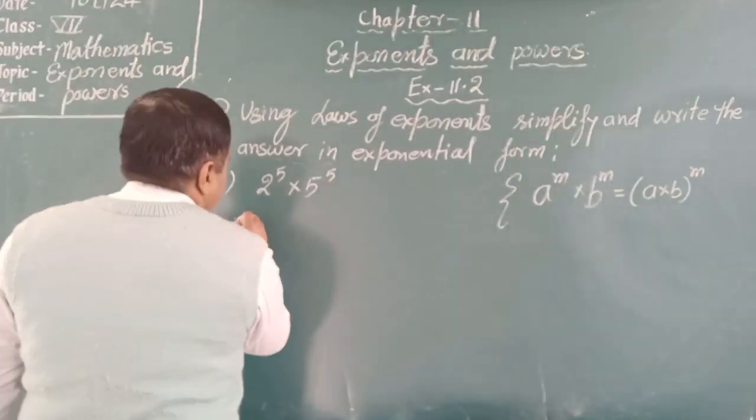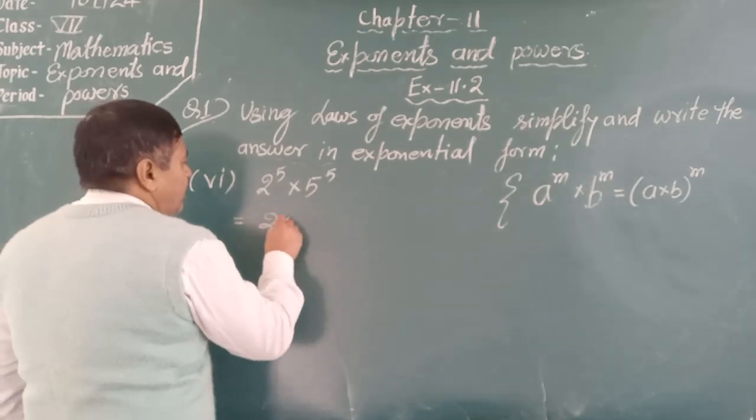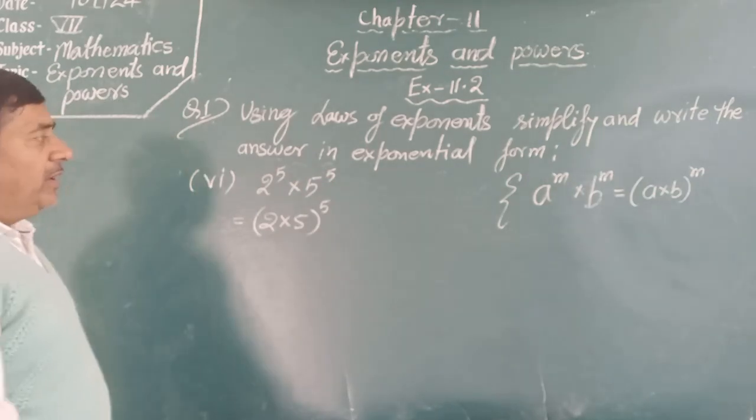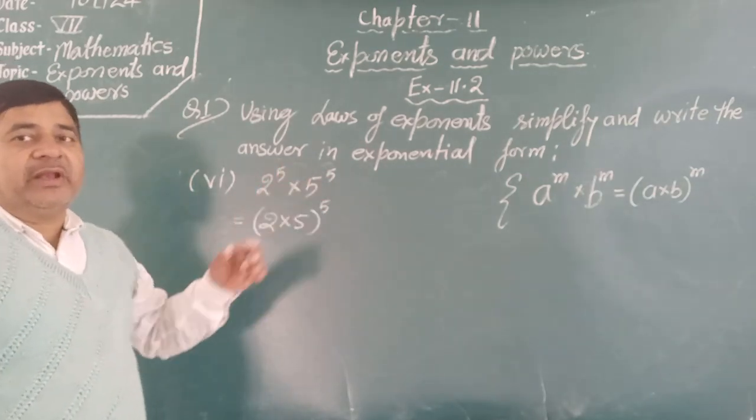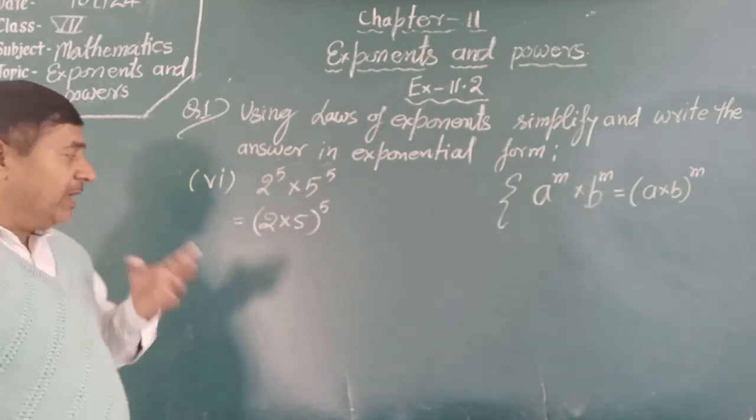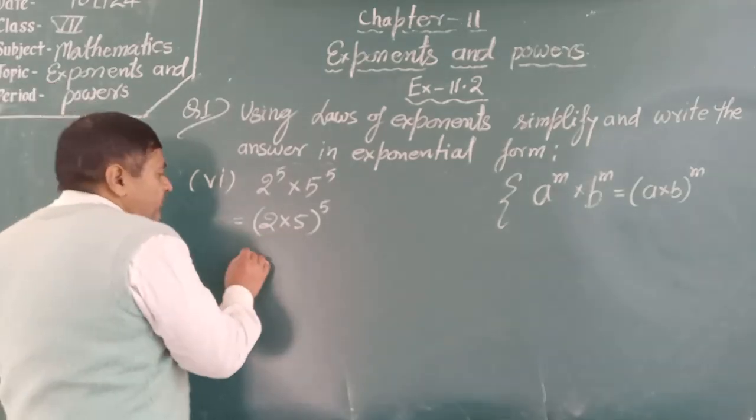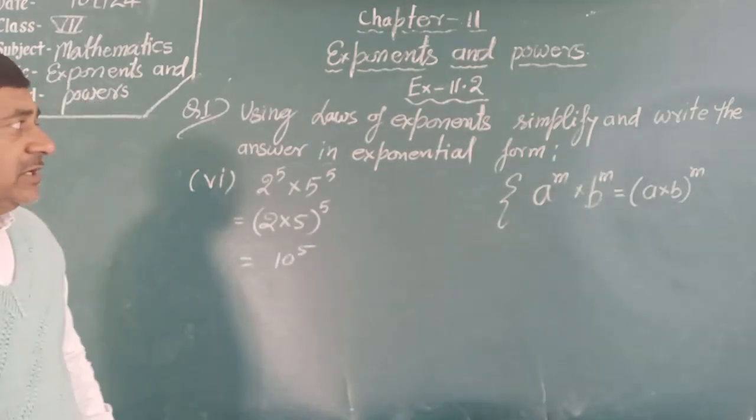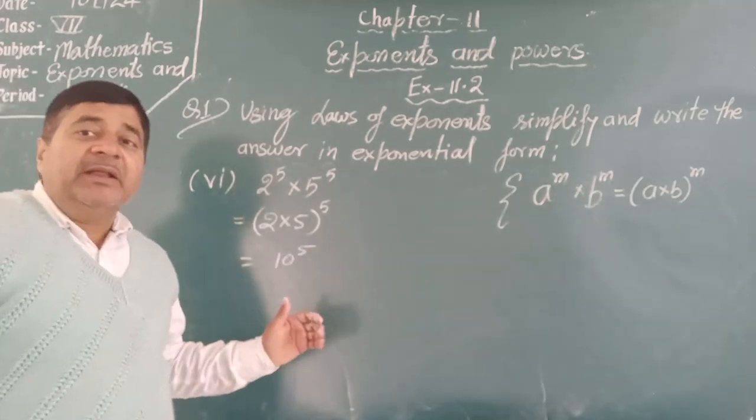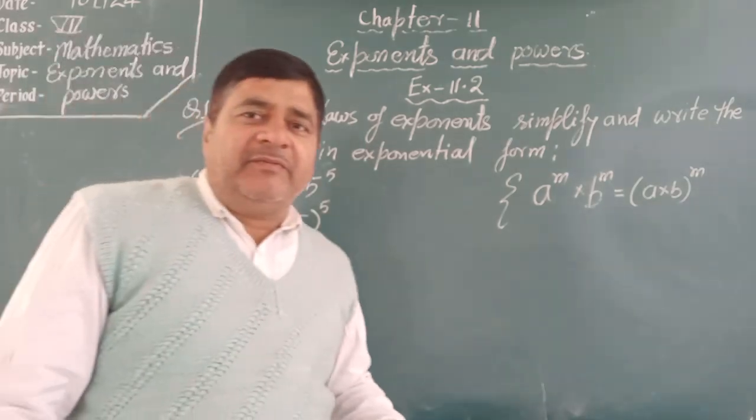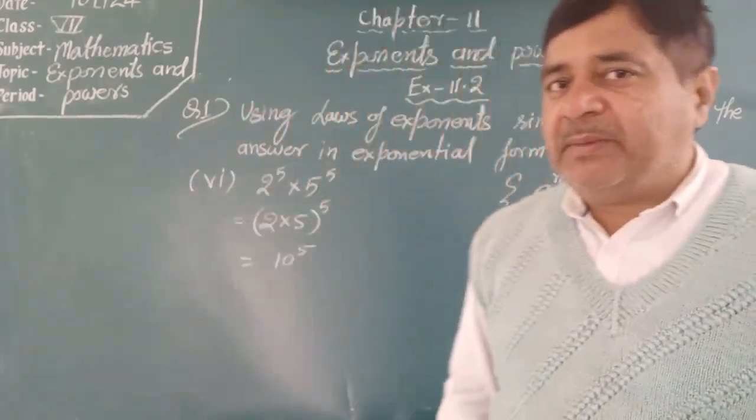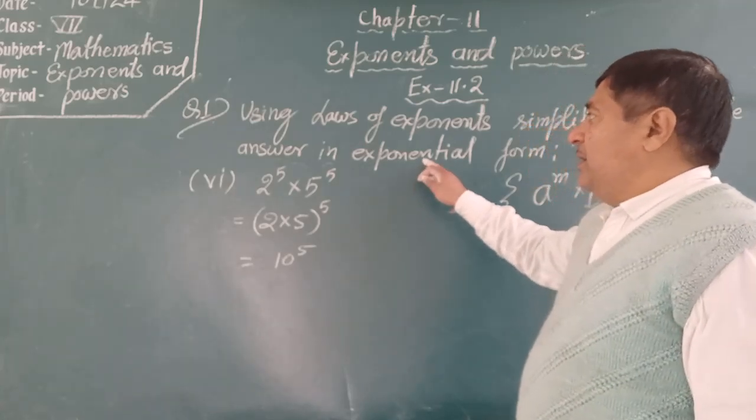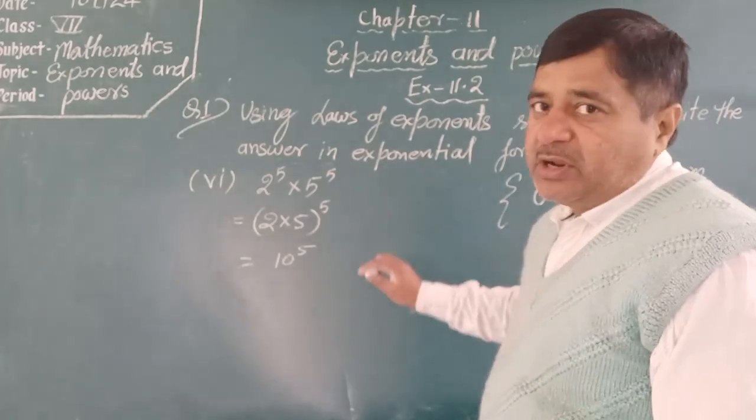That means you can write 2 into 5, and since the power is the same, you write it once with the power 5. Now 2 into 5 is 10, so 10 to the power 5. This is your answer. You could also multiply 10 five times, but the answer is expected in exponential form, so this is your answer.